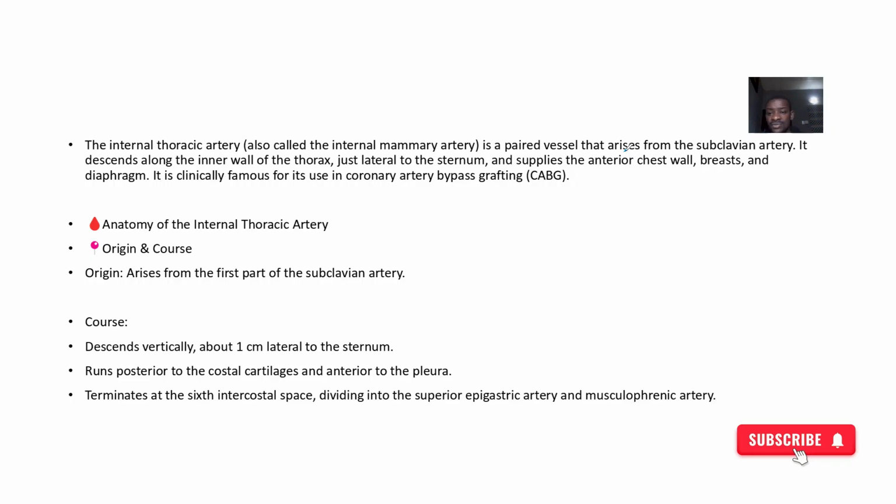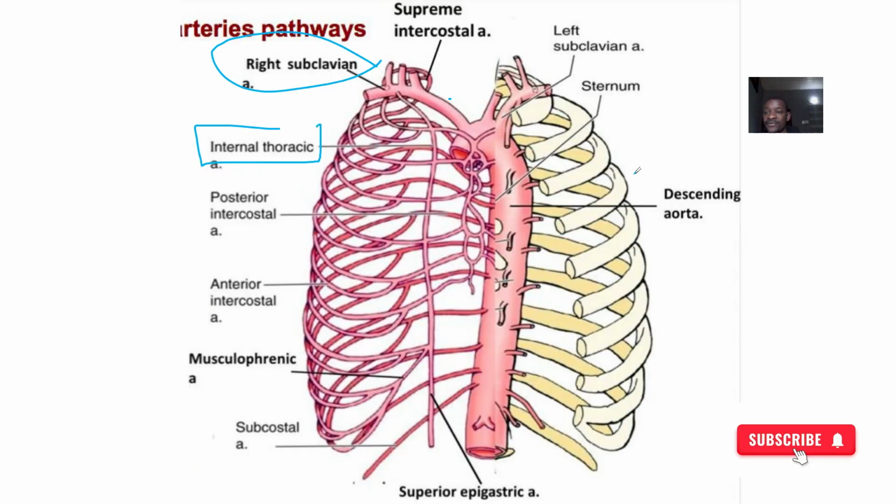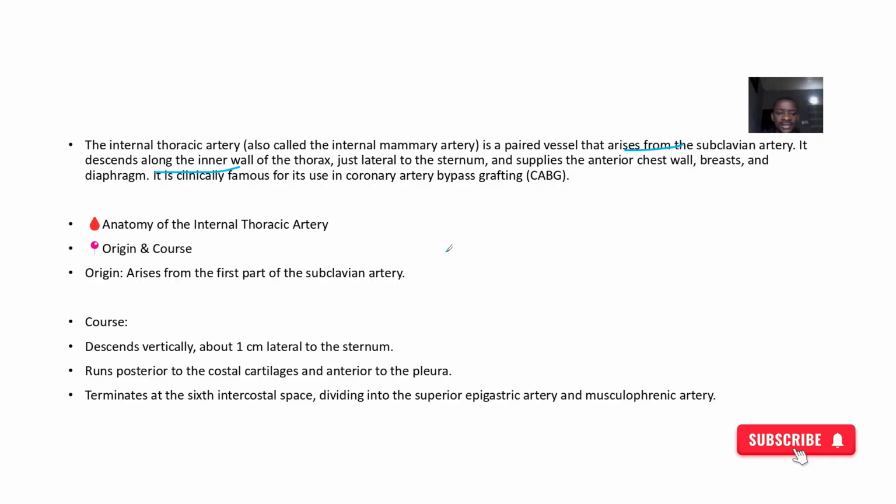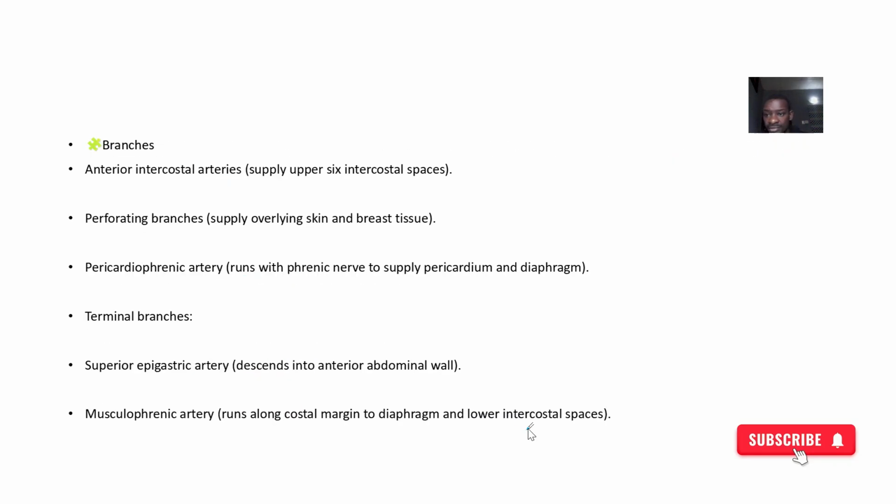So it's a paired vessel arising from the subclavian artery. It descends along the internal wall of the thorax, just lateral to the sternum, and it supplies the anterior chest wall. It supplies the breast and the diaphragm. So what's the anatomy of the internal thoracic artery? Okay, arising from the first part of the subclavian artery, descends vertically about 1 centimeter lateral to the sternum, and it runs posterior to the costal cartilages and anterior to the pleura. It terminates in the 6th costal space, divides into the superior epigastric artery and the musculophrenic artery.